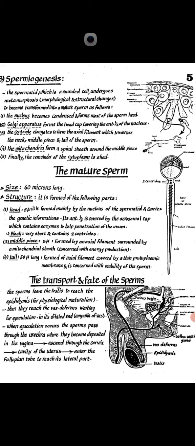Now the sperm leave the testes to reach the epididymis for physical maturation. Then they reach the vas deferens, waiting for ejaculation. In the vas deferens, it is the dilated end, which is known as the ampulla of the vas deferens. When ejaculation occurs, the sperm pass through the urethra, are deposited in the vagina, ascend through the cervix, reach the cavity of the uterus, and enter the fallopian tube to reach its lateral part, the ampulla, for fertilization of the egg.